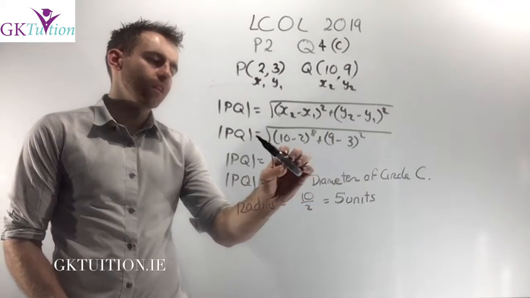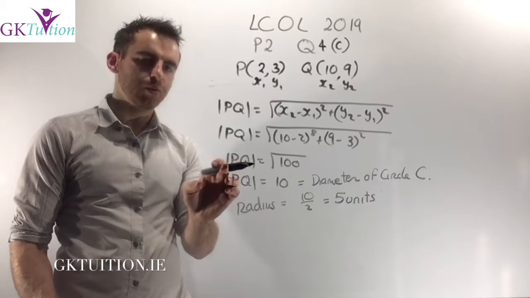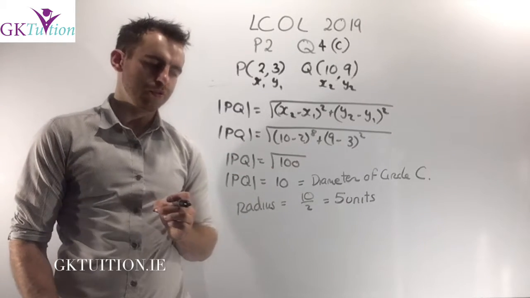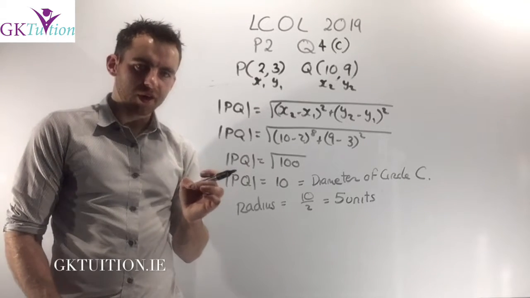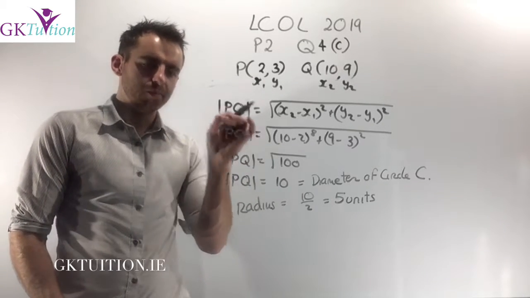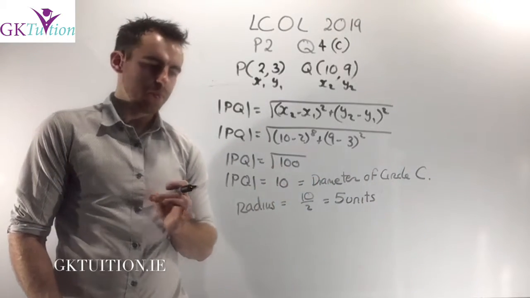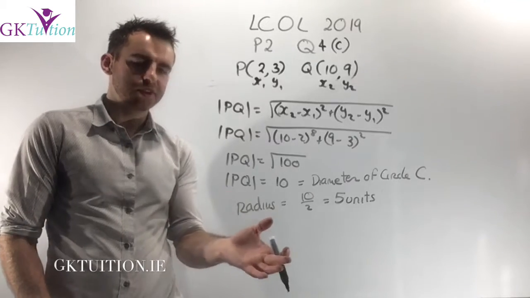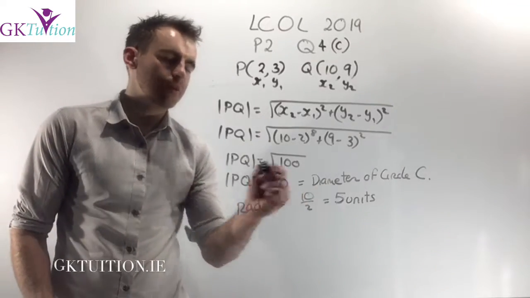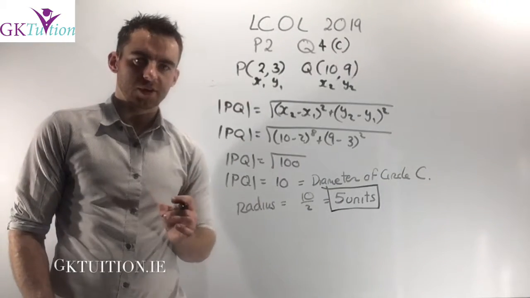So all I did on the next line was sub everything in, and I end up with the distance PQ is the square root of 100. The square root of 100 is just 10. Now look back at your diagram. Remember that the distance from P to Q is also the diameter of the circle C. If you know the diameter, in order to find the radius, you just divide it by 2. 10 divided by 2 gives me 5. So I could say that the radius of the circle is just 5 units.